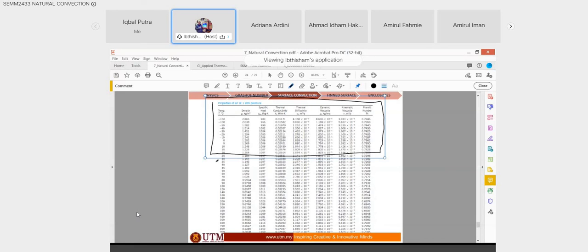So there is no mistake in calculating TF, which is equal to TS plus T ambient divided by 2. This TF value will be given based on the smaller range, not the range we need. But you need to familiarize yourself with this table, where you need to pick your density, your thermal conductivity, your kinematic viscosity, and the Prandtl number. So these 4 things are important for natural convection.